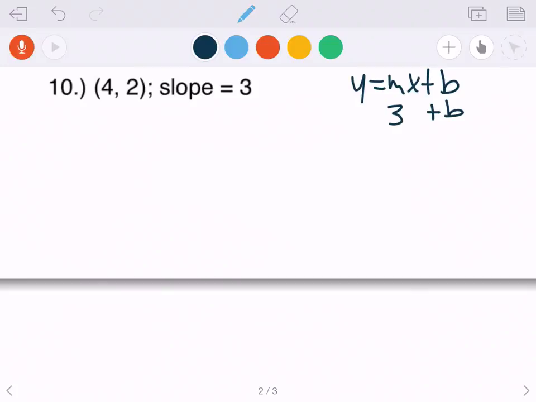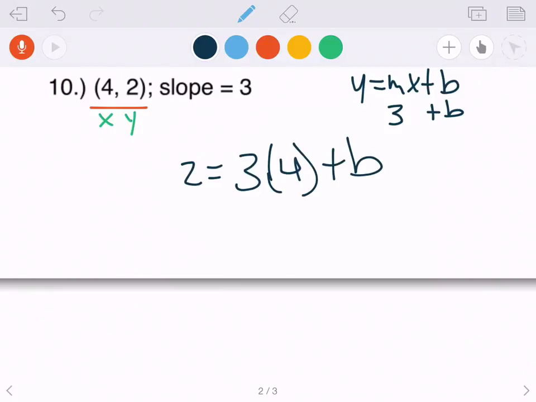The other pieces I need are an x and a y. If we look over here in our problem, I give you a point, and in a point, I have an x value and I have a y value. So we're going to take our 2, that's going to be y, and plug into y equals mx plus b. So I have 2 equals 3, my slope, times 4, which is going to be my x value, plus b. All I did was take the x value and the y value from the point and plug them into my y equals mx plus b.